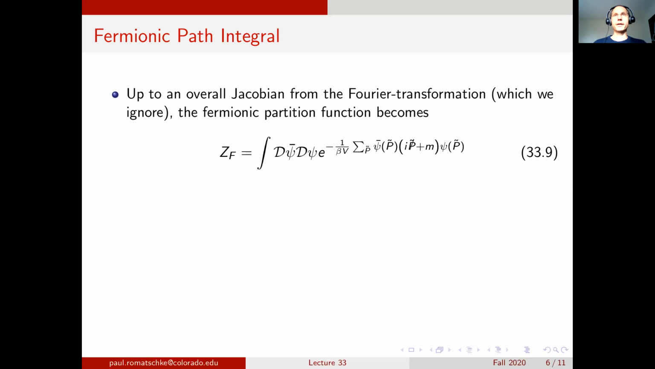If we go from usual space to Fourier space, there would be an associated Jacobian in the measure of the path integral that we would have to write down. But as was the case with the bosonic theories, that is just an overall constant that we'll ignore. So we find that the fermionic partition function is given as the path integral in Fourier space of psi bar and psi times e to the minus the Euclidean action that we had on the previous slide.